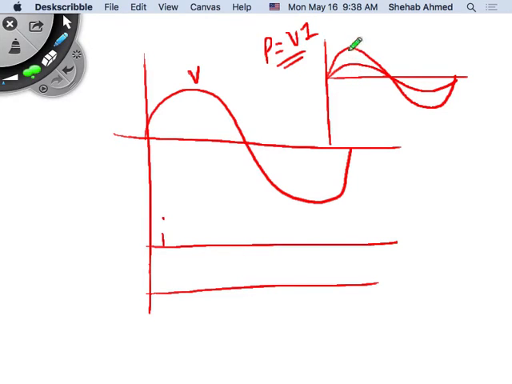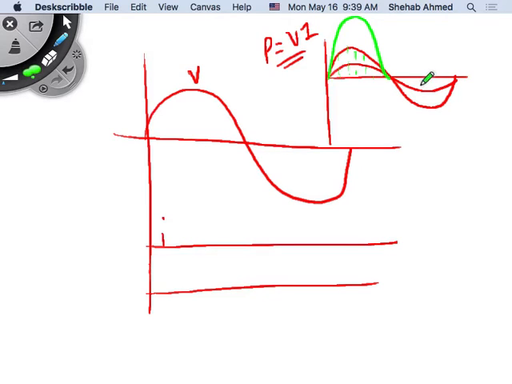No, I'm just multiplying voltage and current. If you multiply these two waveforms, what do you get? What did it look like? You just multiply the numbers instantaneously. You will get this. What do I get here for the second half wave?